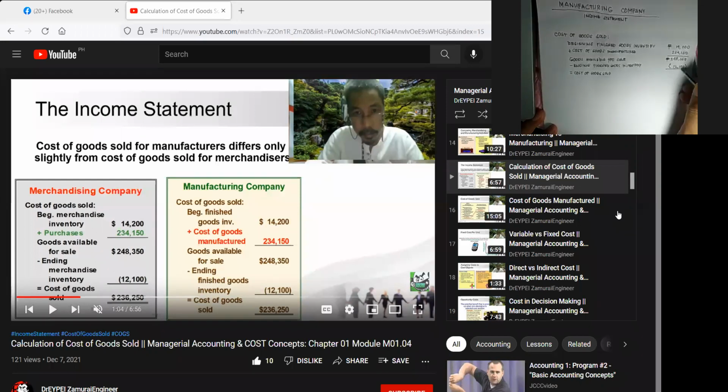So, you have to write 236,250. So, you have to use the peso sign. And also, you have to use double line. So, that is the correct way of writing it down. Okay? Take note.